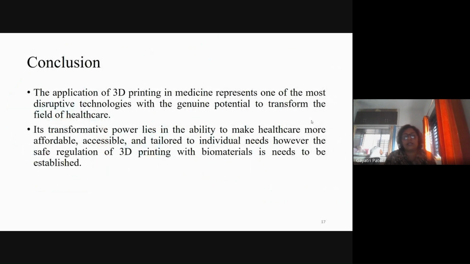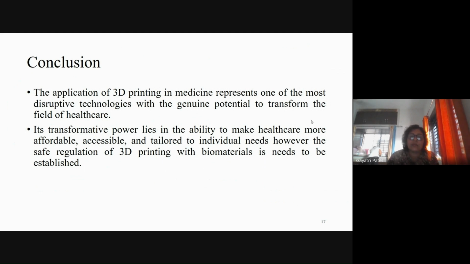So at the end, I conclude my talk here: the application of 3D printing in medicine represents one of the most disruptive technologies with genuine potential to transform the field of healthcare, right? It means we can have options to make it personalized. Even for diseases like cancer, we can design very good implants and inserts based on 3D printing technology, right?